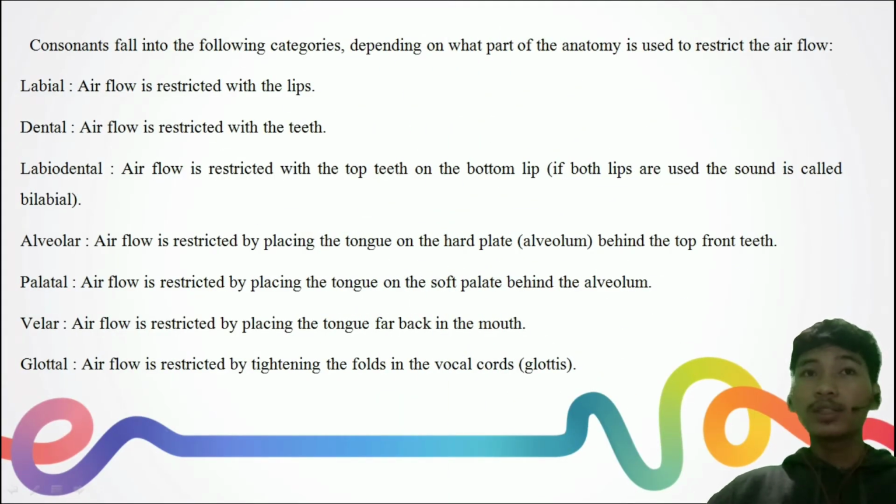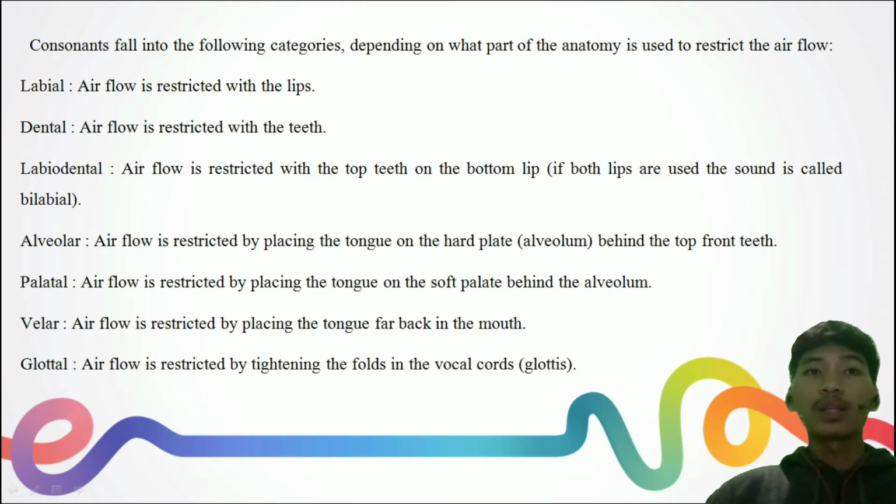Consonants fall into the following categories, depending on what part of the anatomy is used to restrict the airflow. Labial: airflow is restricted with the lips. Dental: airflow is restricted with the teeth. Labiodental: airflow is restricted with the top teeth on the bottom lip. If both lips are used, the sound is called bilabial.